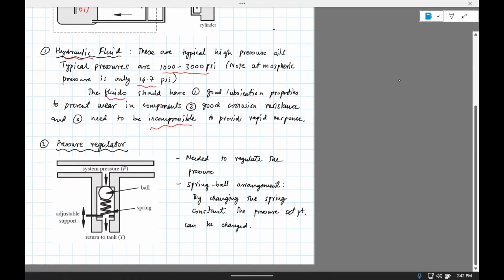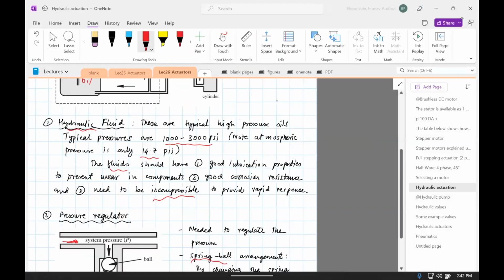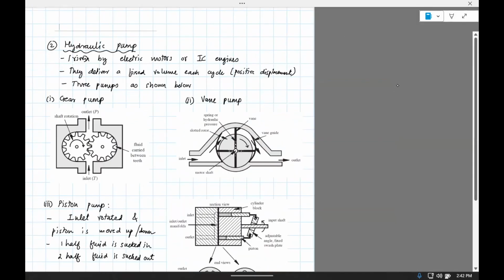The pressure regulator, as I said, is used to regulate the pressure. It usually consists of a spring so that when the pressure produced by the oil exceeds a certain threshold, the spring basically lets some of the oil go away, returning to the tank, which means that the pressure decreases. This is called a spring ball element. It's very common in such systems.